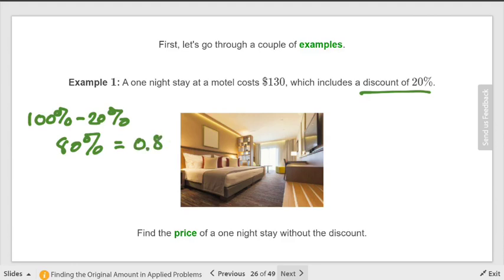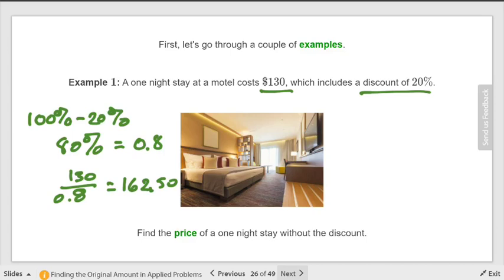Which we can't use, we have 0.8. Good. Now, is the 130 how much I paid or how much it was originally? 130 is how much I paid. We're looking for the original, right? So I take 130 divided by 0.8, and what's that going to give me? So the room originally cost $162.50. But we got it on sale, right? That was the sale. Now I understand. The math is easy.